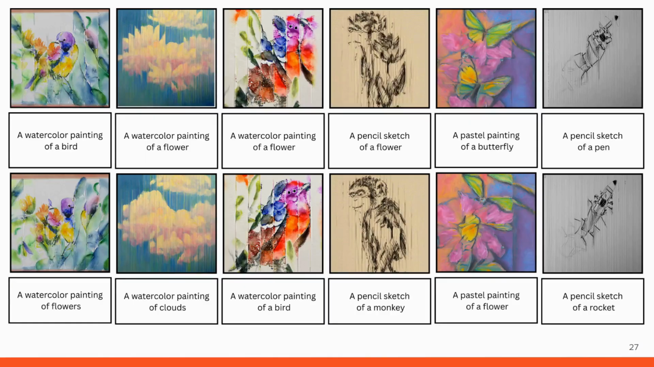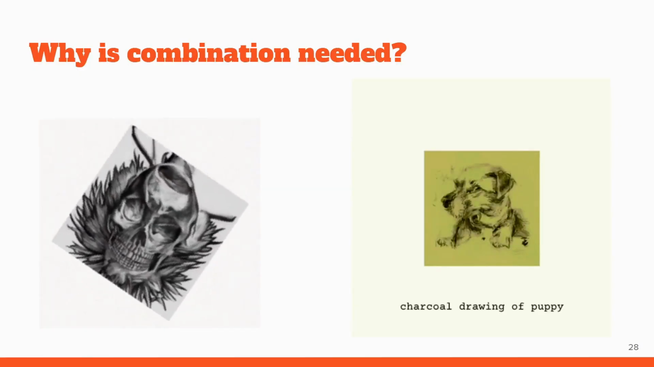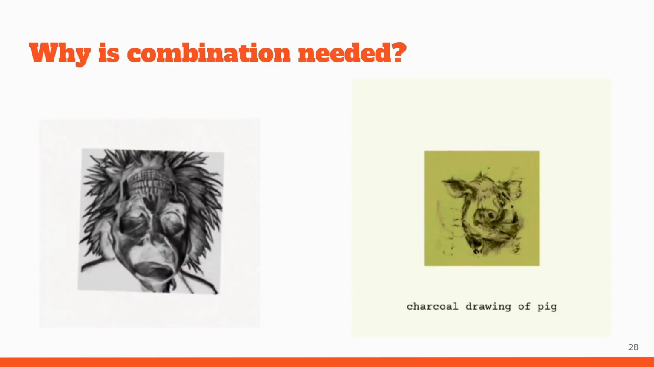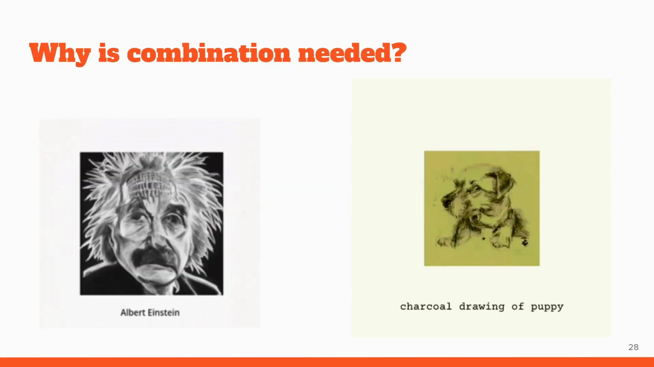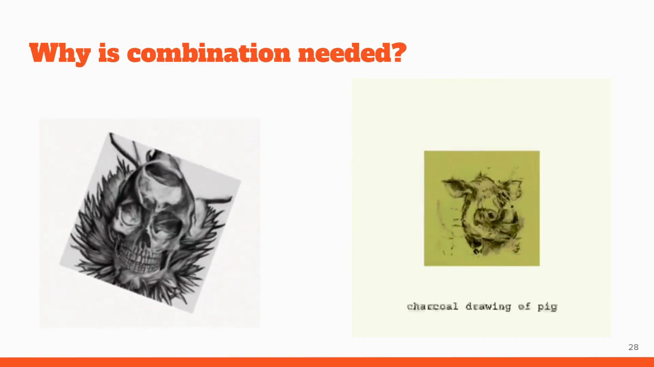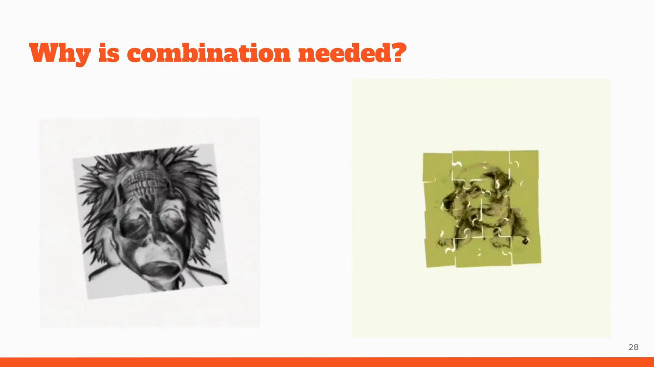Now, why is combination needed? While each transformation individually increases the diversity of outputs, using only one transformation at a time limits the number of possible visual anagrams. To overcome this, we introduce a combined view operator.